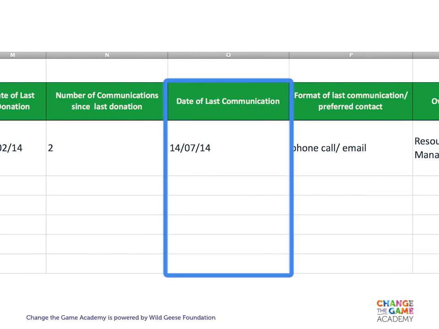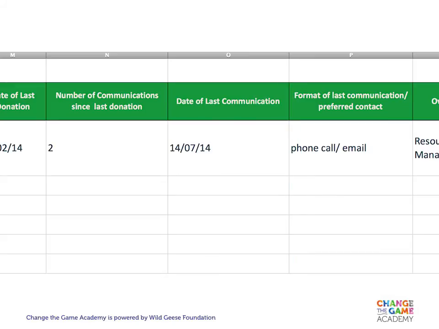Date of last communication. When was the last time that you had contact with a donor? Select all the records older than 6 months ago. Decide if there is a need to get in touch again and find a good reason to do so.